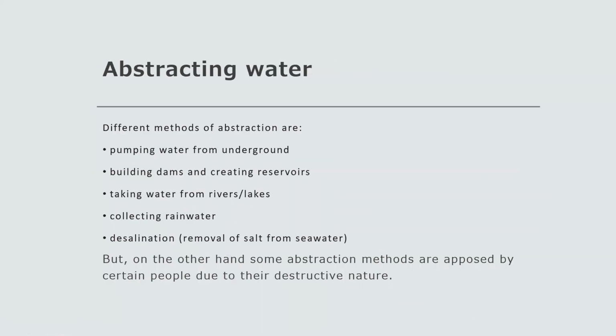Now, abstracting water. This is where we get water out for using. This is where we send it to the treatment center for us to use in industry and at home. We can pump water from the underground. We can build dams or create reservoirs. We can take water from rivers or lakes. We can collect rainwater; this one is typically the slowest. We can do a process called desalination, which is where you take the salt away from seawater.